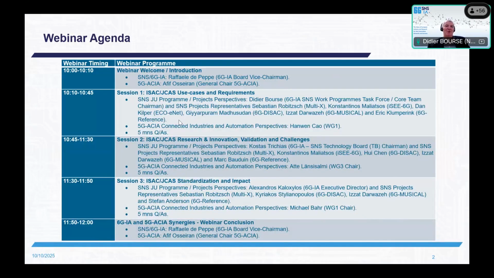We have a packed agenda, as you can see on the slide. When we were working on both sides, with SNS 6G-IA colleagues and 5G-ACIA colleagues, we decided to organize the webinar this way. There will be an introduction and welcome from Raffaele and Afif from both sides, and then we organize in 3 separate sessions, and you can see the timing.